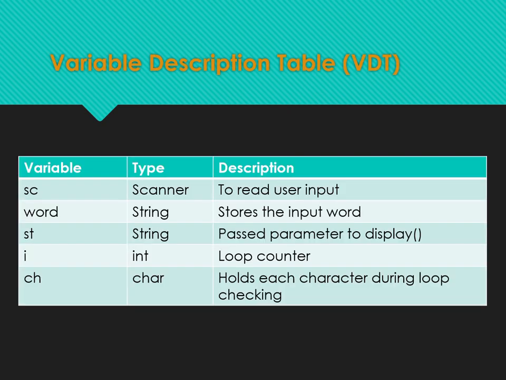Let's now look at the variable description table, or VDT, which helps us understand the purpose of each variable used in the program. The variable sc is a scanner object used to take input from the user. Word is a string that stores the word entered by the user. St is the parameter passed to the display function. I is an integer used as a loop counter to traverse each character of the string. And finally, ch is a character variable that temporarily stores each character while checking for vowels. This table makes the logic of the program easier to follow and debug.